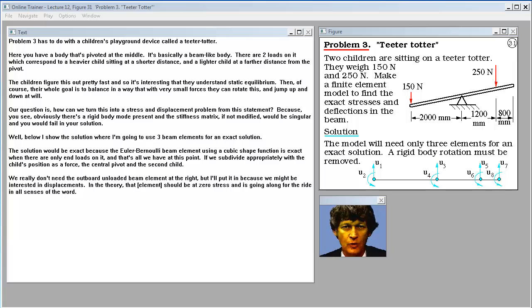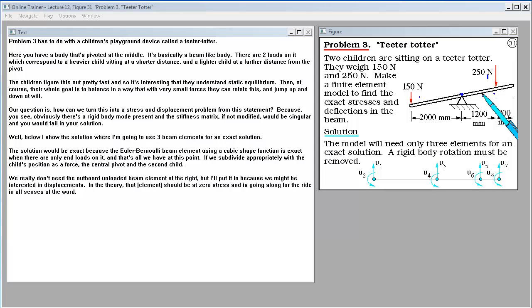Problem 3 has to do with a children's playground device called a teeter-totter. Here you have a body that's pivoted at the middle. It's basically a beam-like body. There are 2 loads on it which correspond to a heavier child sitting at a shorter distance and a lighter child at a farther distance from the pivot. The children figure this out pretty fast, and so it's interesting that they understand static equilibrium. Then, of course, their whole goal is to balance in a way that with very small forces they can rotate this and jump up and down at will.